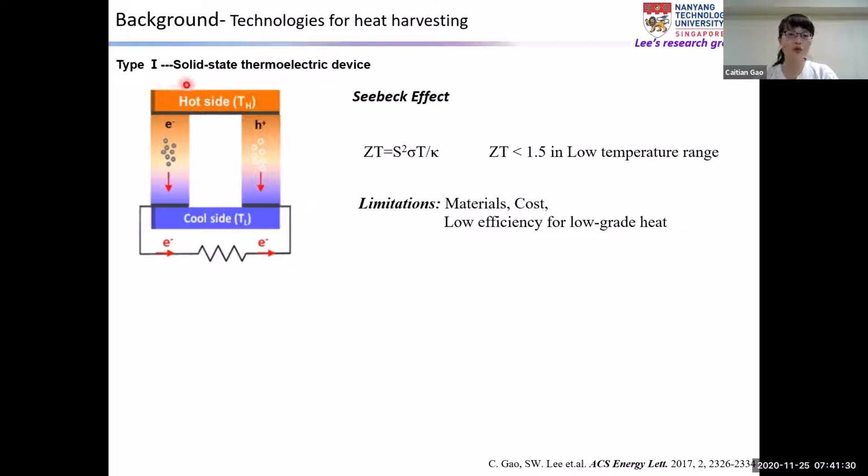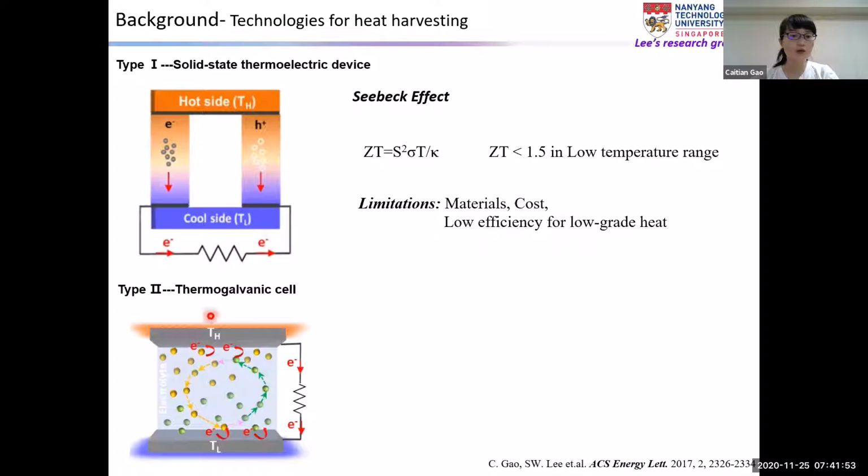Actually, there are several technologies that try to harvest this kind of low-grade heat. Firstly, I want to introduce the solid-state thermoelectric device. It is a traditional TE device based on the Seebeck effect. Normally, the ZT figure of merit is lower than 1.5 for low-grade heat harvesting, so the efficiency is not that good, and also the material is quite expensive.